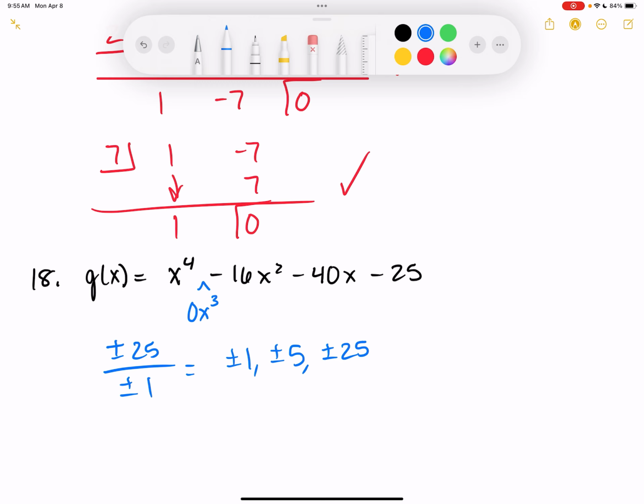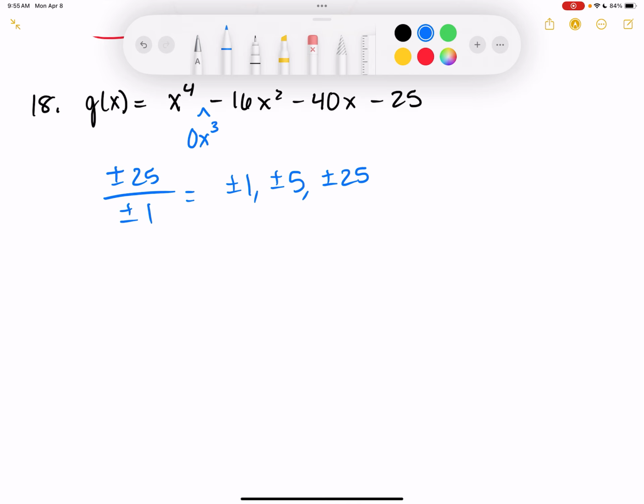So now on your calculator in y equals, you will want to put this function. You don't have to worry about the 0 part here with this one. We don't need to worry about the 0 piece until synthetic. So clear that. So I've got x to the 4th minus 16x squared minus 40x minus 25. And then once you've got that, zoom 6 again.